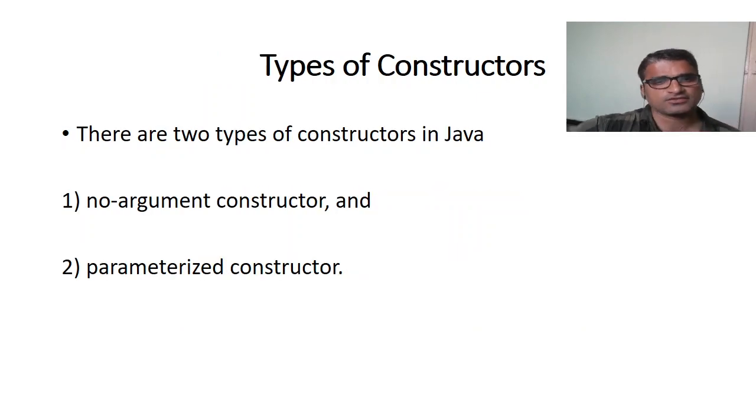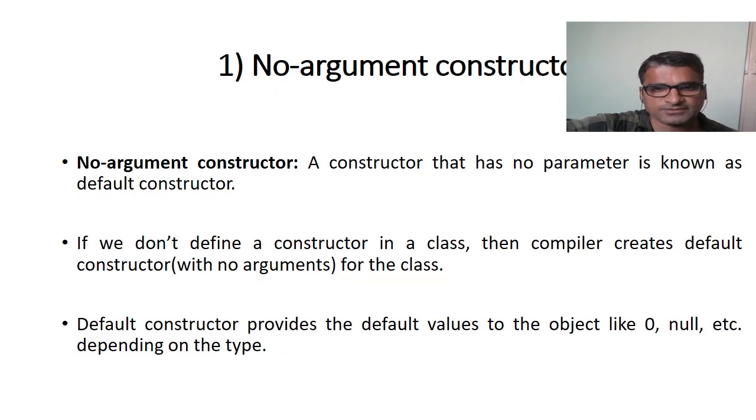So next we are going to study the different types of constructors supported in Java. There are 2 types of constructors in Java. One is the no argument constructor and the other is the parameterized constructor. Let us study the different types of constructors in detail. So first, the first constructor, no argument constructor.